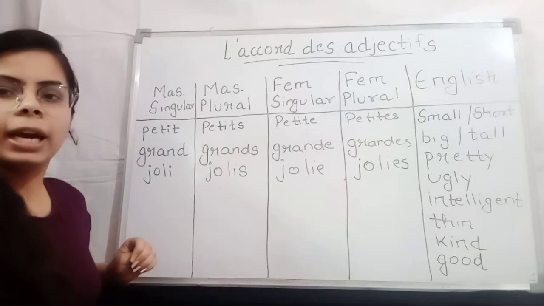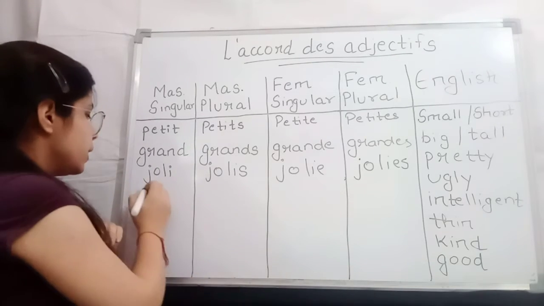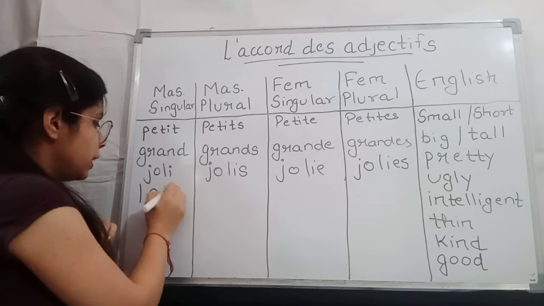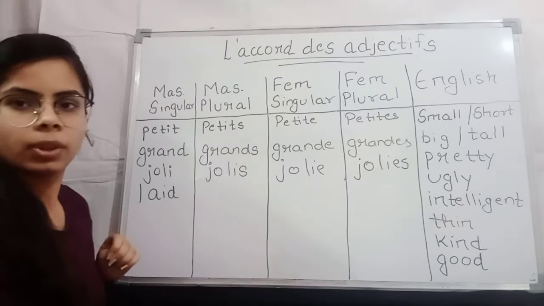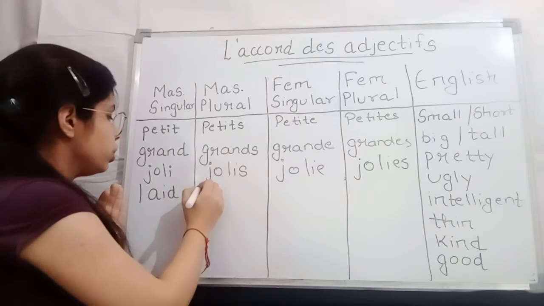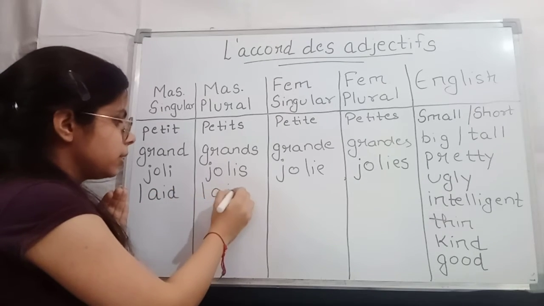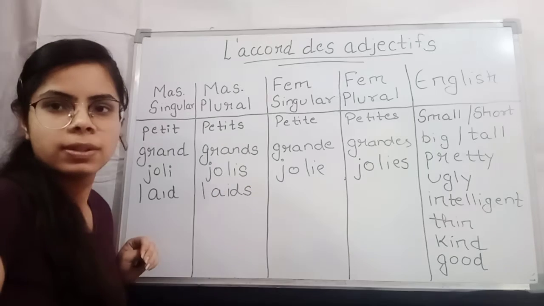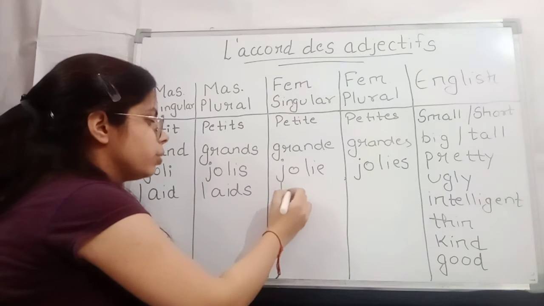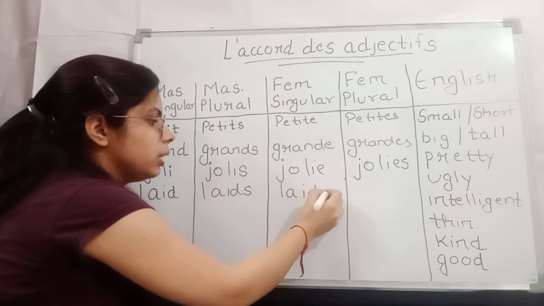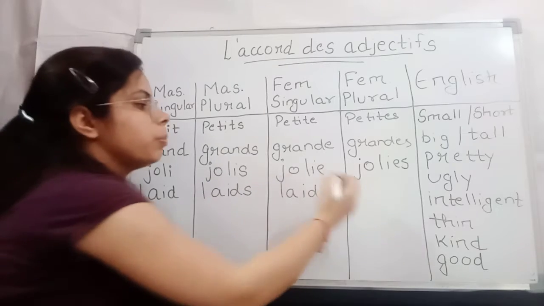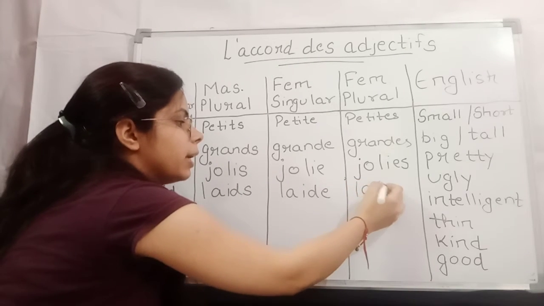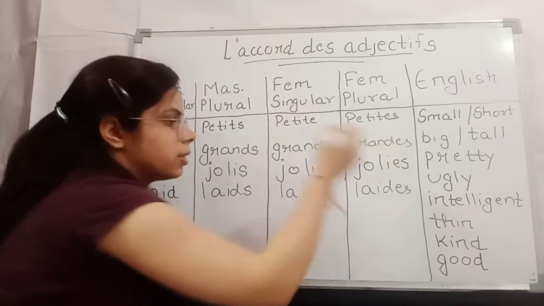Okay, and for ugly, the word is laid. To make it plural, we just have to add an s. And to make it feminine, we just have to add an e. To make it plural, just write laides.